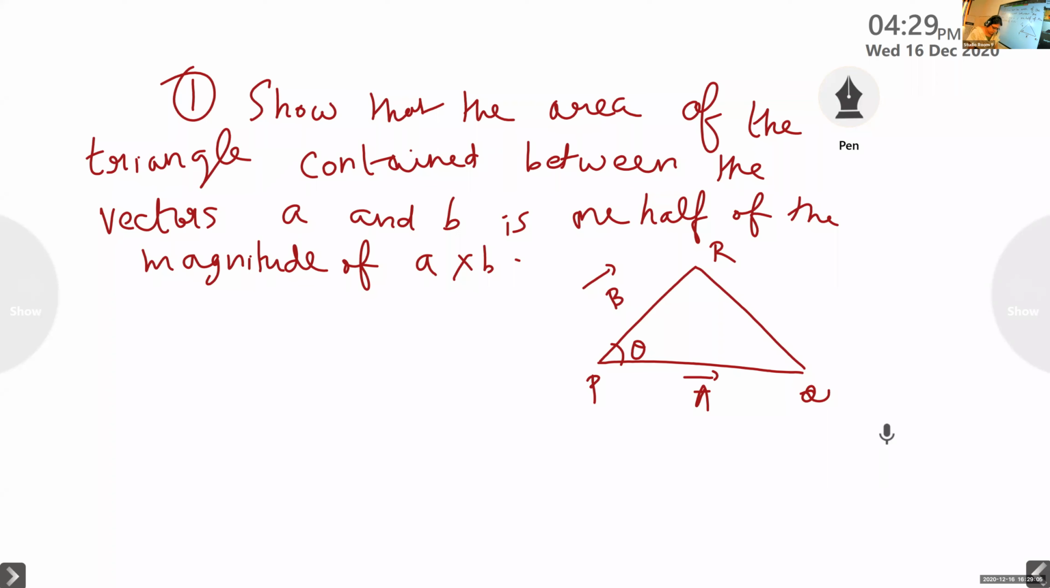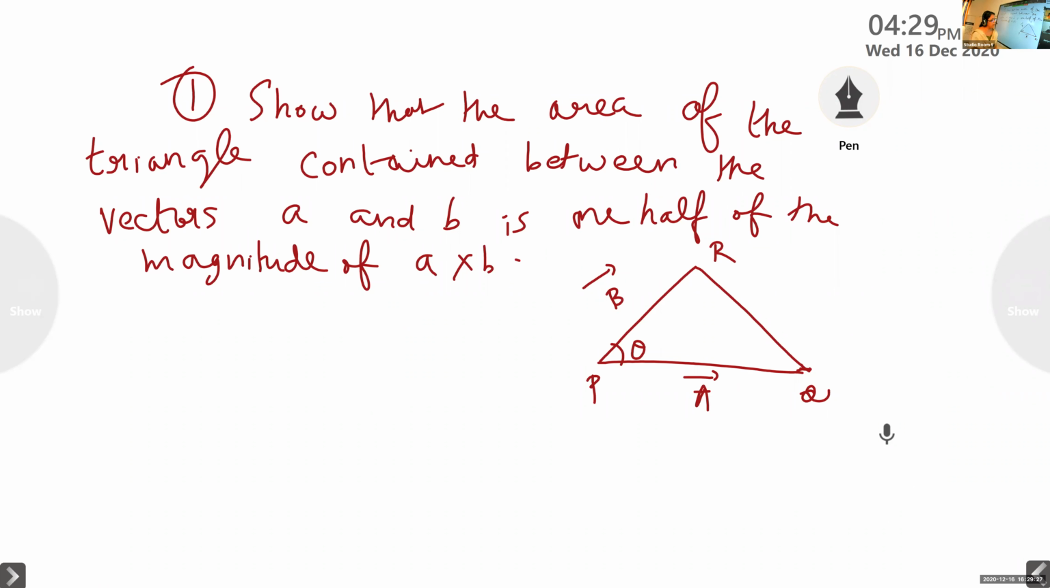Okay, what we have to do? We have to prove half of A cross B is the area of the triangle. That means we have to get the area of the triangle. Nandana, in mathematics, what is the area of the triangle? Half BH, half base into height.